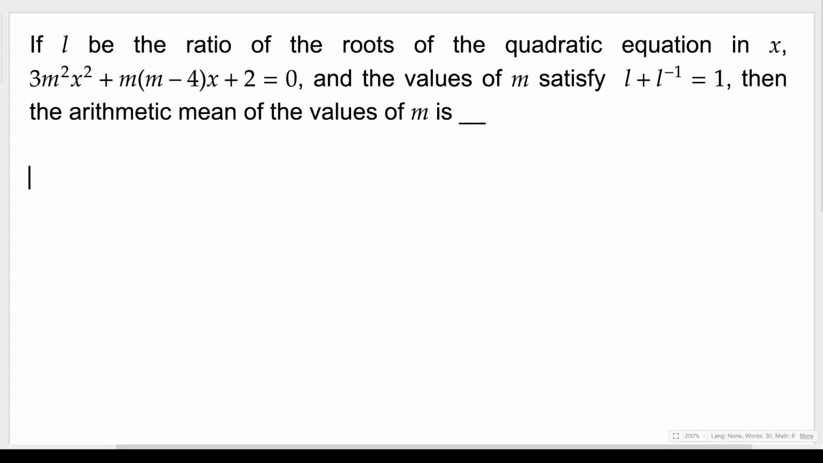Given this problem statement, if L is the ratio of the roots of the quadratic equation in x, that is 3m²x² + m(m − 4)x + 2 = 0, and the values of m satisfy the given equation L + 1/L = 1, then the arithmetic mean of the values of m is the quantity which we need to compute. So now we'll proceed towards the solution.